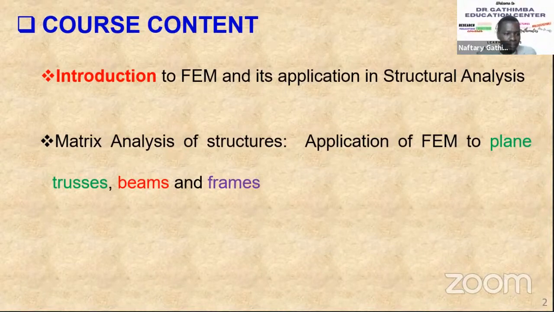So that's why you see the second part is matrix analysis of structures and how we apply it in analyzing plane trusses, beams, and frames. For example, for a truss, in the days past, you have been able to analyze it using the method of resolution at joints or graphical method. Now we are going to see another way, how you can analyze a truss using the finite element method. Again, for the beams, you've used, for example, the Castigliano method, the moment area method. Now we are introducing a new concept still to analyze a beam. And you will see why we need this method and why it's sometimes superior to the other methods.